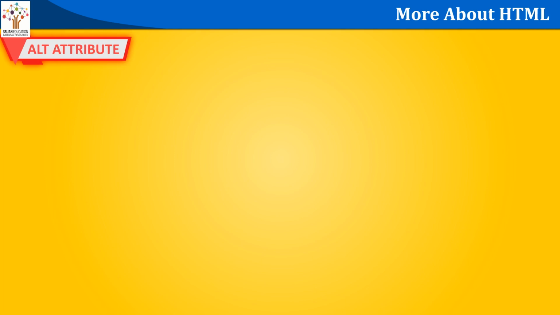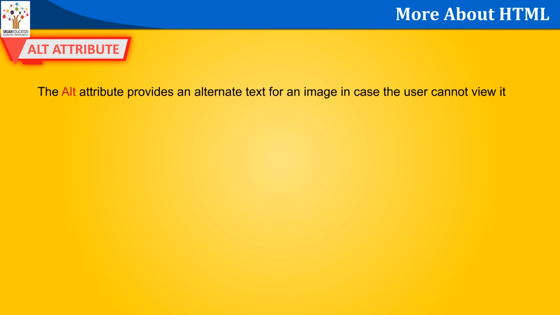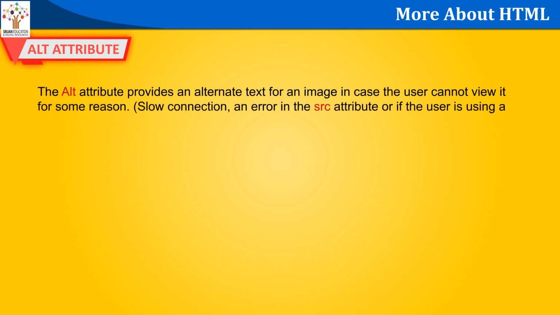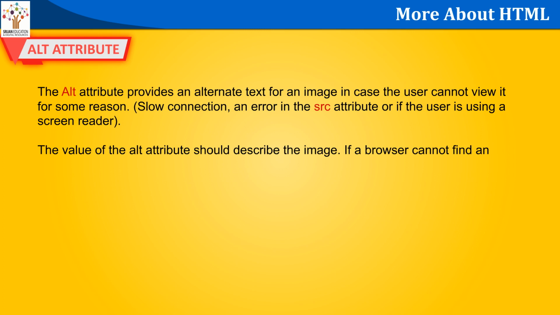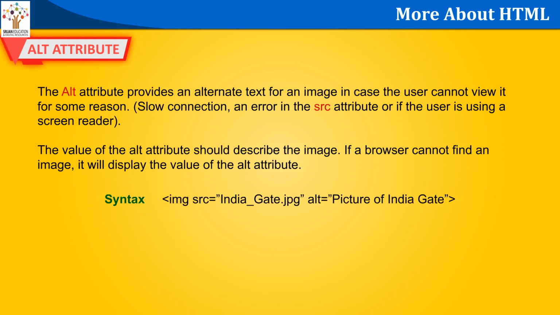Alt attribute. The alt attribute provides an alternate text for an image in case the user cannot view it for some reason. Slow connection, an error in the src attribute, or if the user is using a screen reader. The value of the alt attribute should describe the image. If a browser cannot find an image, it will display the value of the alt attribute. Syntax. img src is equal to India_gate.jpg. Alt is equal to picture of India gate.